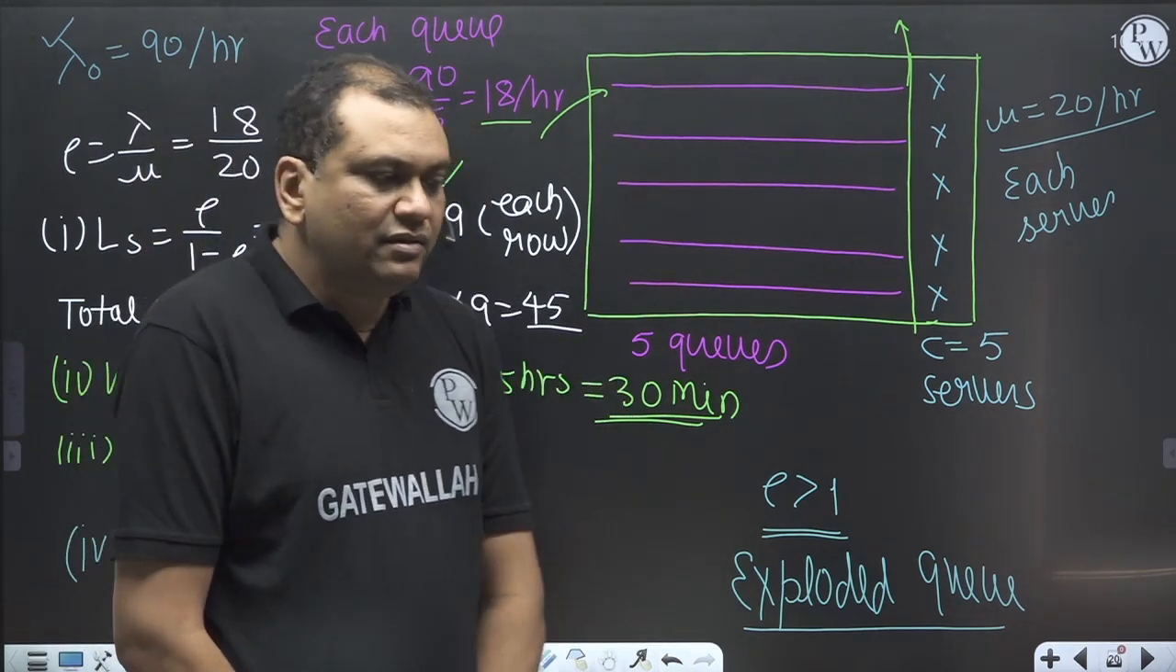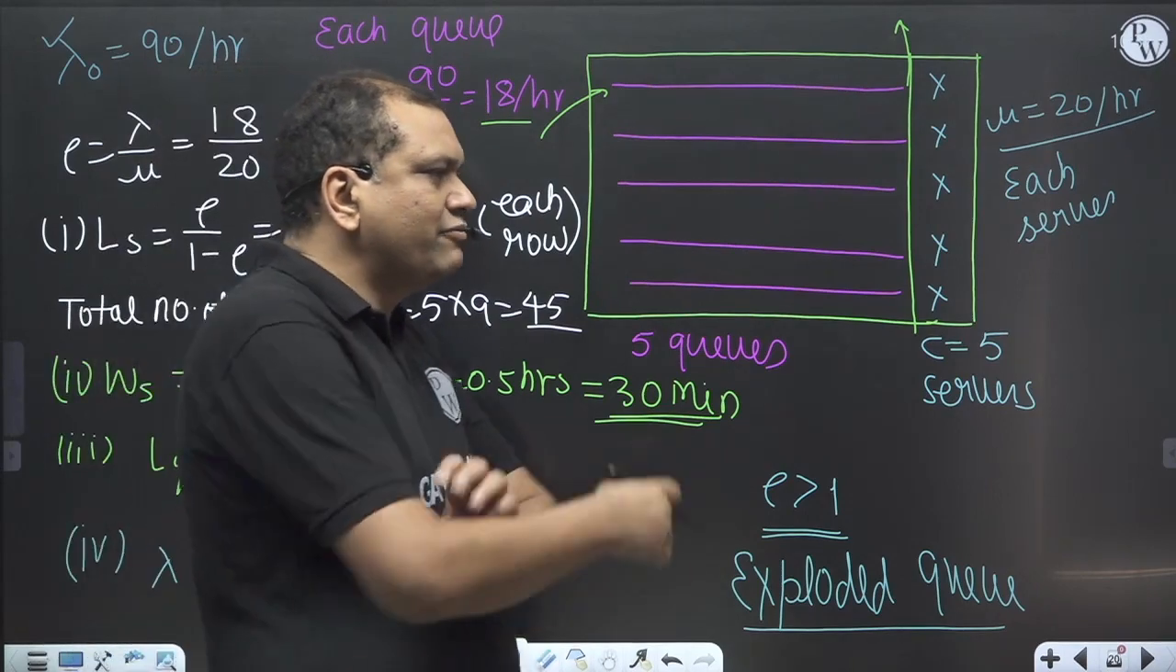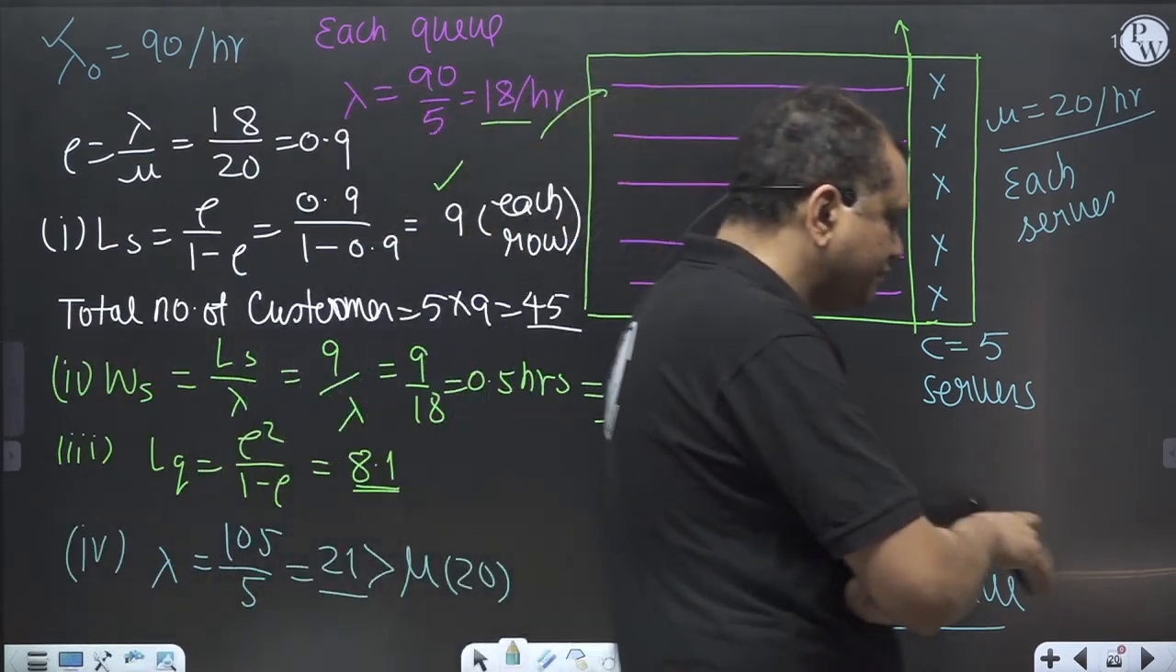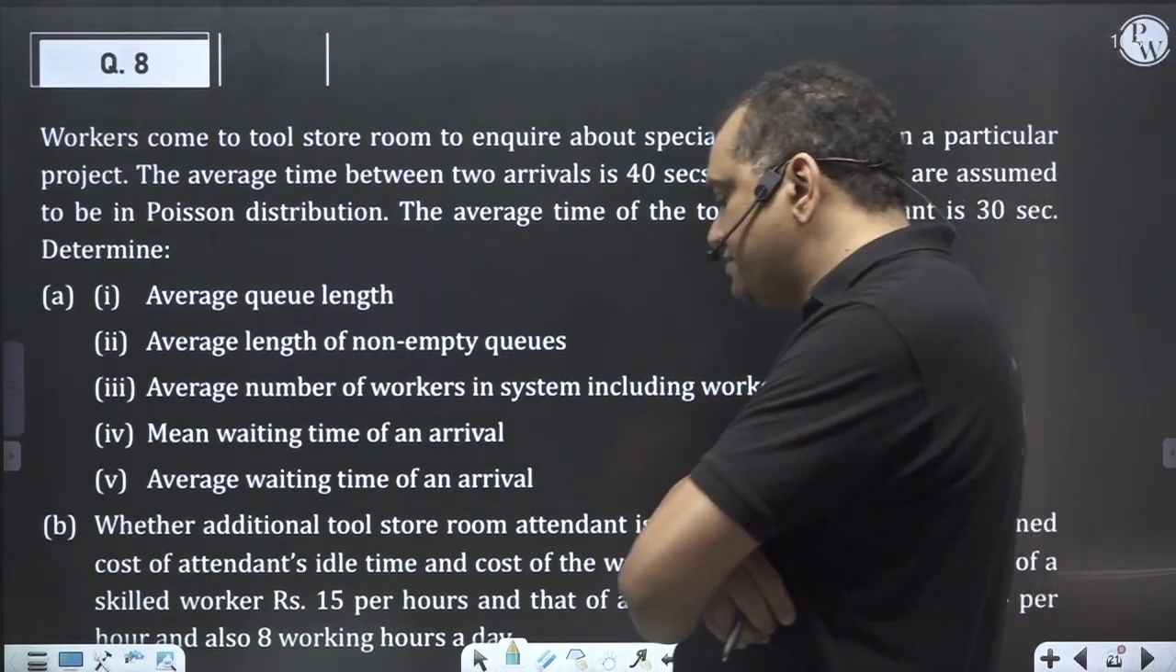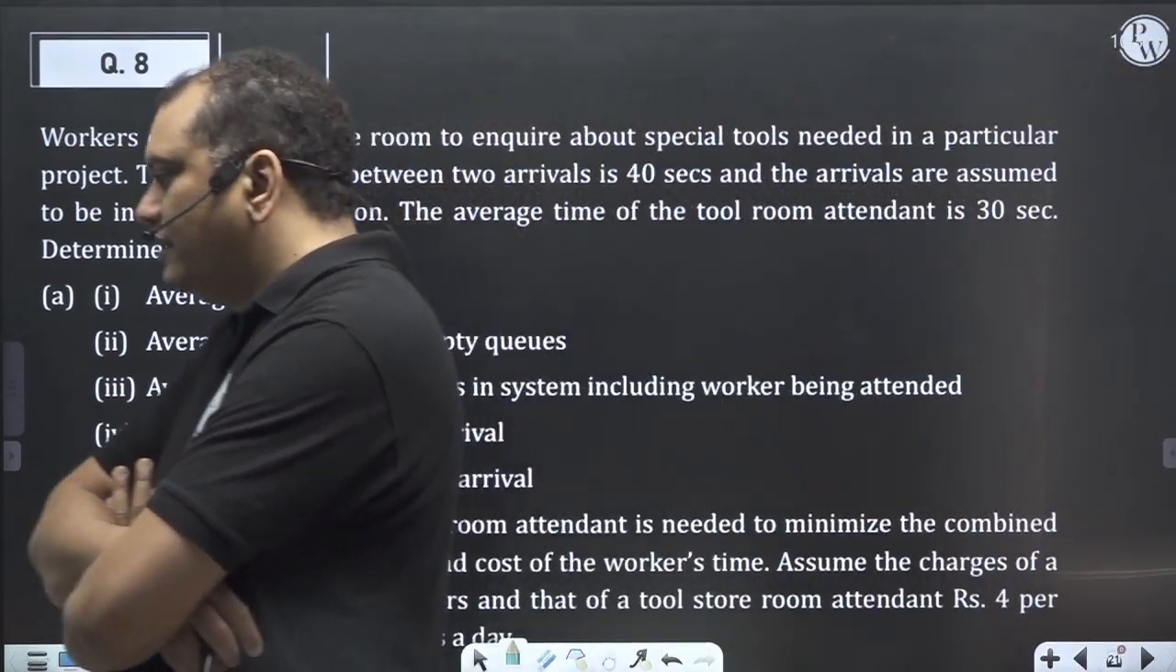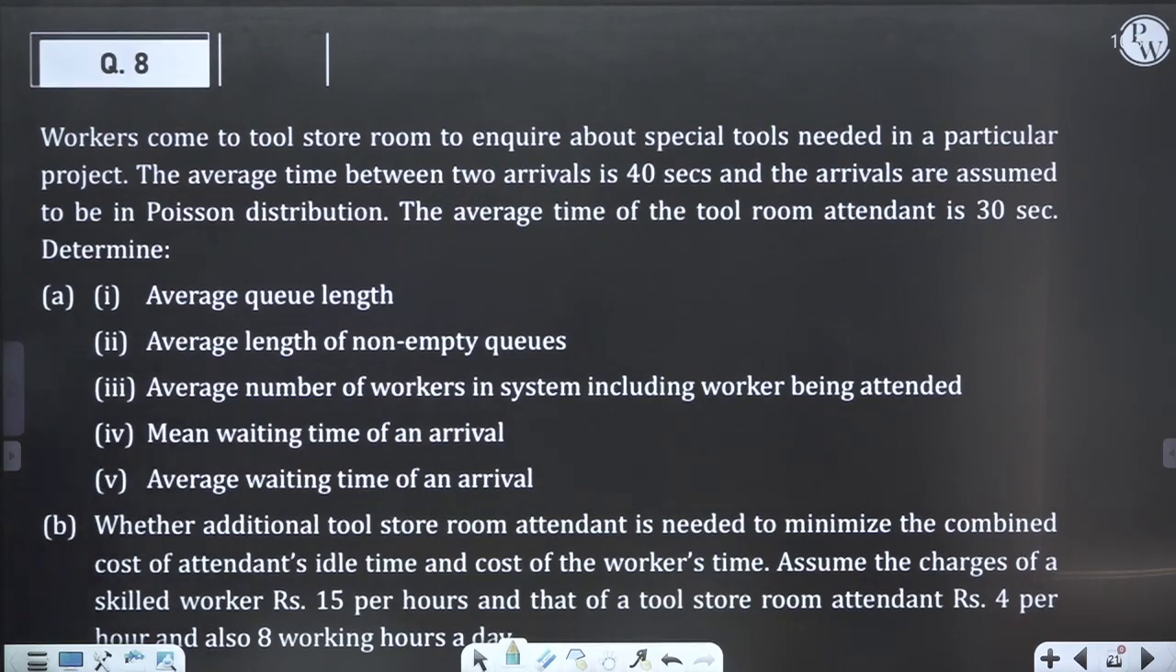Okay. So queuing problems are very, very easy problems. You have to read the question properly. Queuing problems are very easy problems.